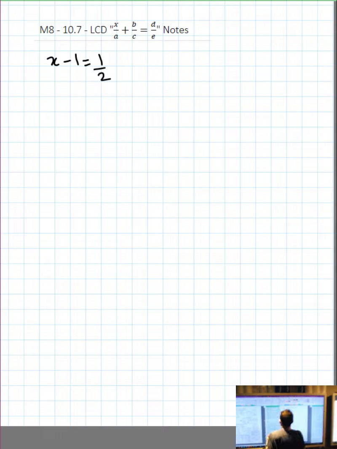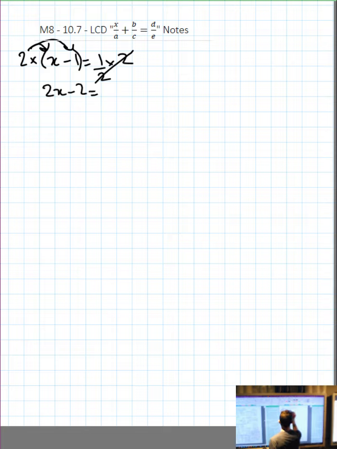So if I want to times both sides by 2, I'm going to put brackets around the left-hand side, then say 2 times, timesing both sides by 2. On the right-hand side, I have 2 over 2, which is 1, cross it off. On the left-hand side, I'm going to distribute, so 2 times x is 2x. 2 times negative 1 is negative 2. On the right-hand side, we're left with 1.